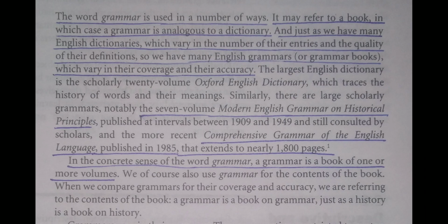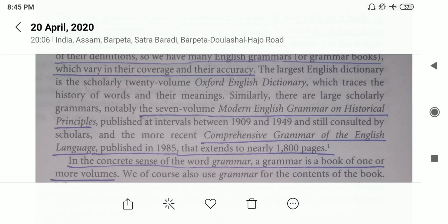Another English grammar book that we have to mention is Comprehensive Grammar of the English Language, which was published in 1985. This grammar book has around 1800 pages, so you can guess that it's a very huge grammar book. Now there are so many reputed contemporary grammar books also.